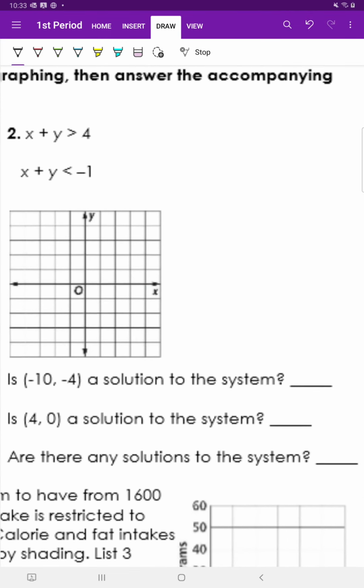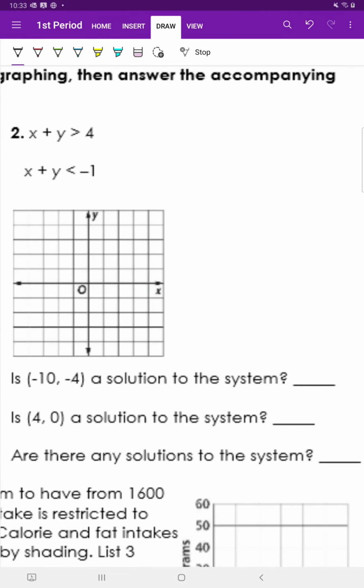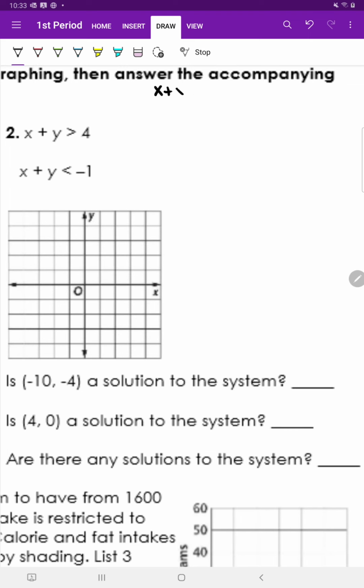In example 2, we have a bit more work ahead of us because these two inequalities are not written in the form y = mx + b. Why? Well, y isn't by itself on the left, so we need to get y by itself on the left. So I'm going to take the first inequality, x + y is greater than 4, and I'm going to move this around by subtracting x from both sides. That'll give us y is greater than -x + 4.